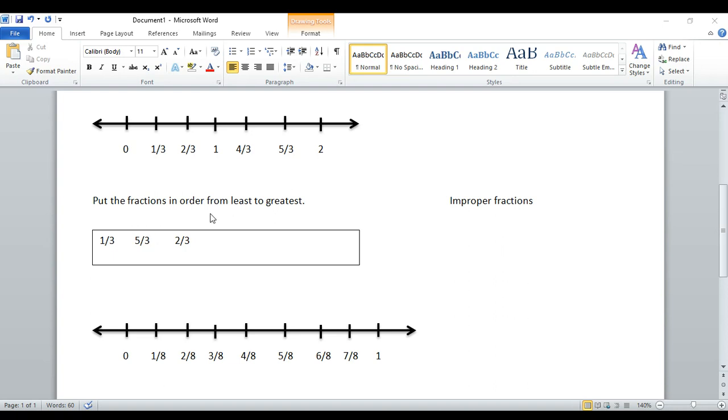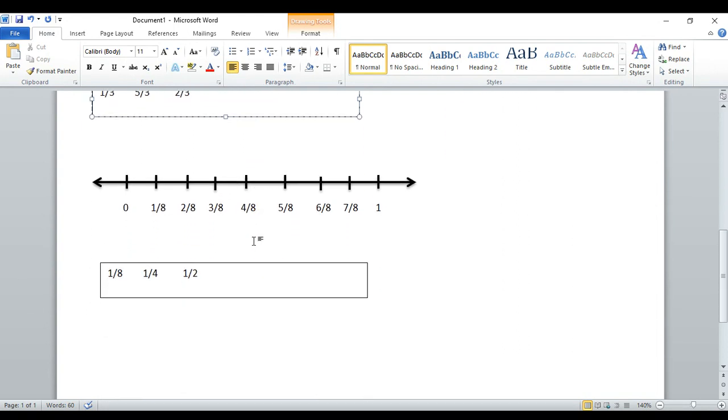So if we're going to put these fractions in order from least to greatest, we're going to go up here on our number line. We would put a bubble here for 1/3, a bubble here for 5/3, a bubble here for 2/3. Put them in order from least to greatest. We would have to rearrange these. This one is the least. And then if I could magically move this one, which you will be able to do in IXL, you move this one over here, and then this one would be here on this end, the furthest right, because it is the greatest.